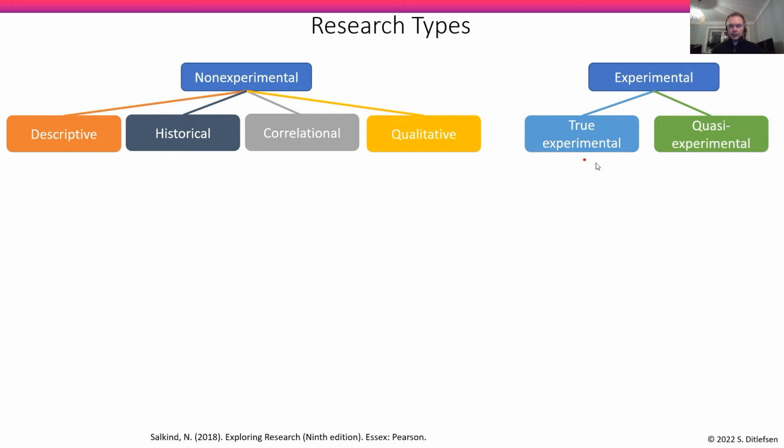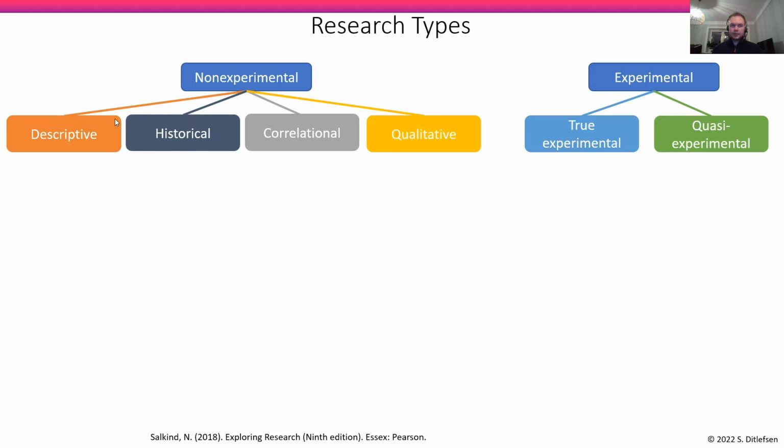In experimental we have 2 types: true experiment and quasi-experimental. So non-experimental, 4 types, experimental, 2 types.